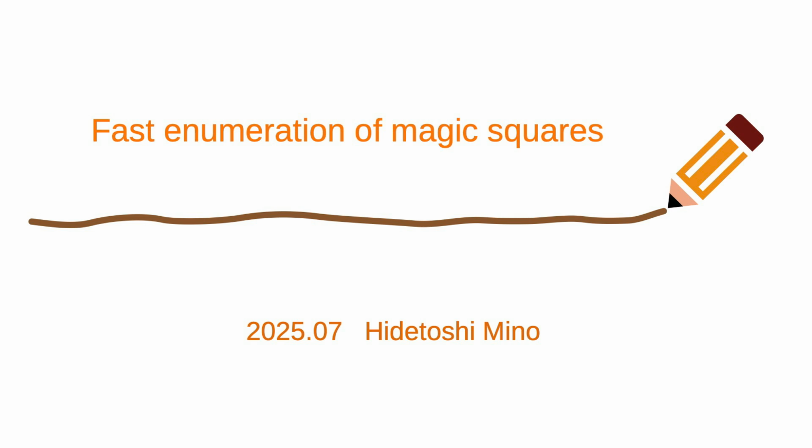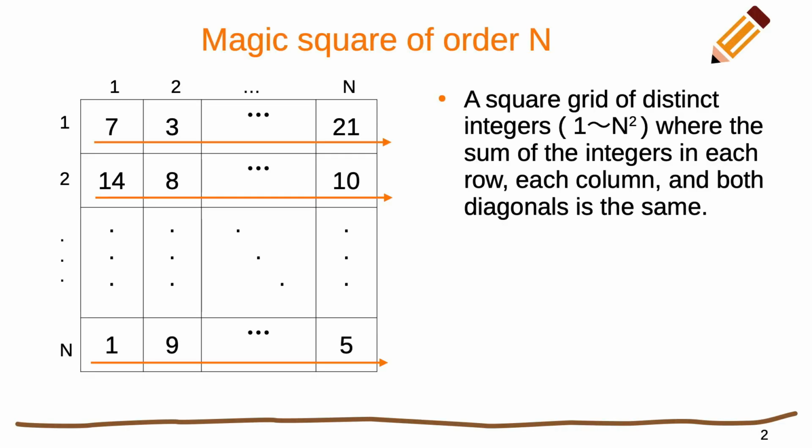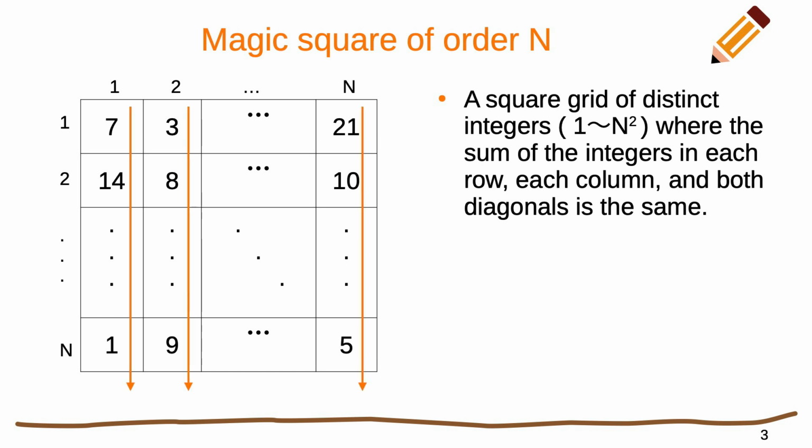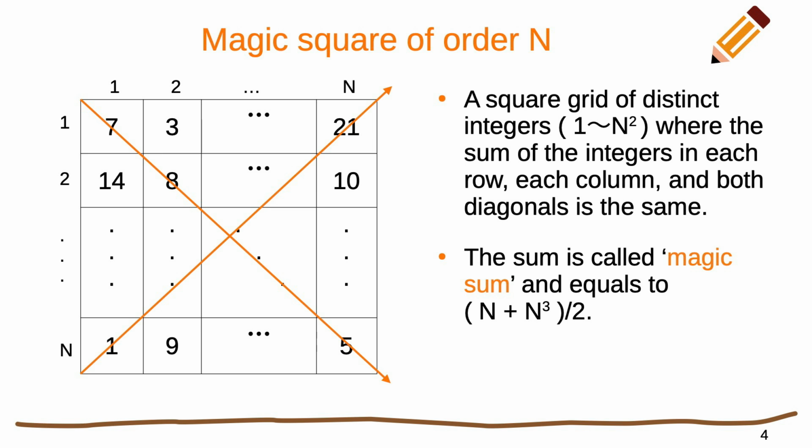Hello everyone. This video describes a method to enumerate magic squares efficiently. For a positive integer n, a magic square of order n is defined as an n by n square grid of distinct integers in the range from 1 to n squared, where the sum of the integers in each row, each column, and both diagonals is the same. This sum is called the magic sum, and its value is given by this formula.